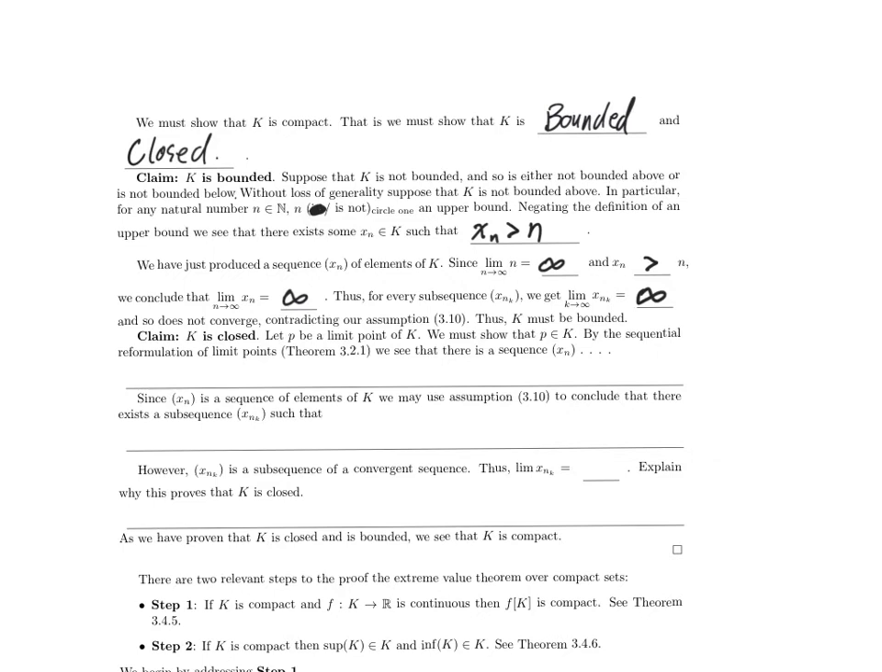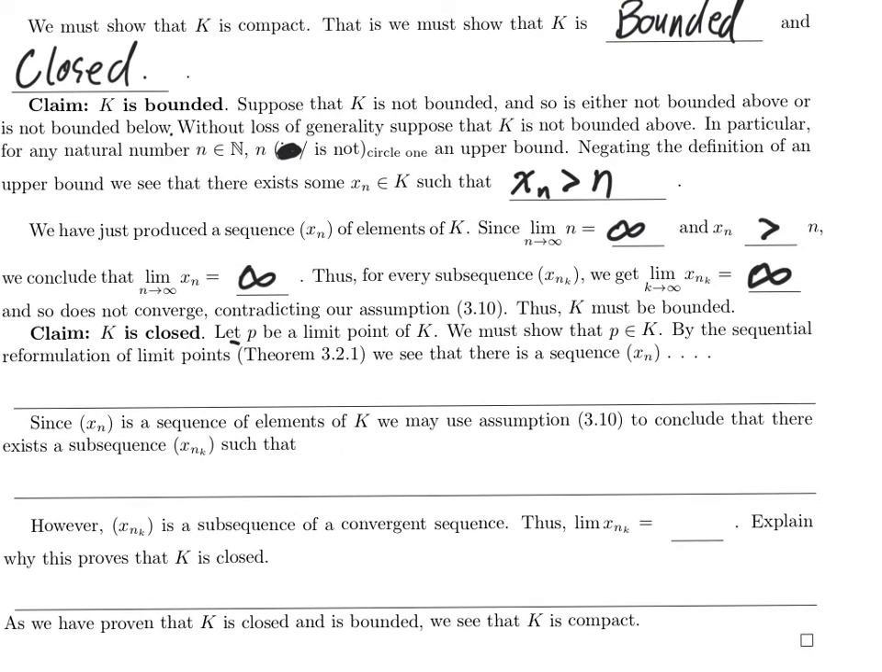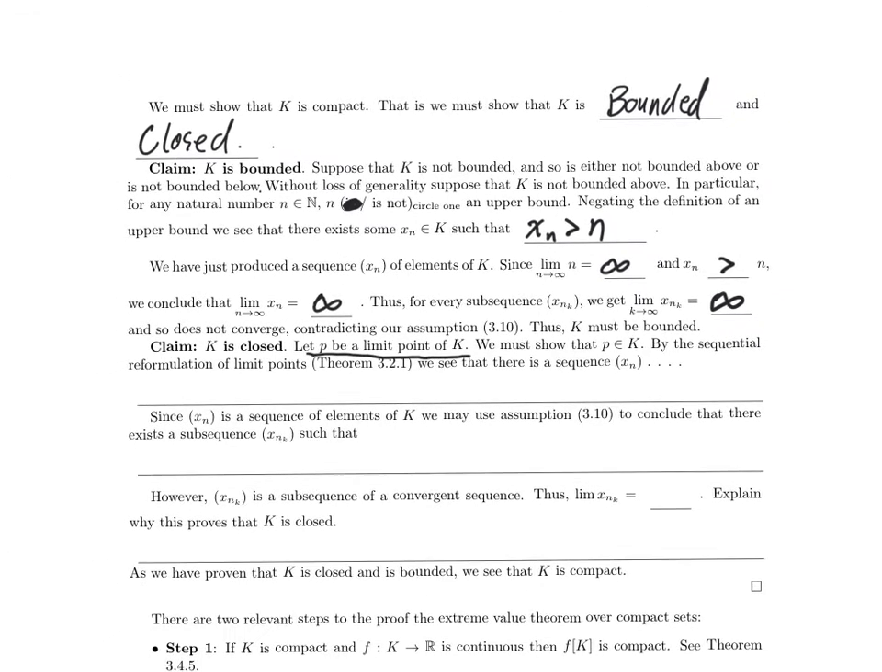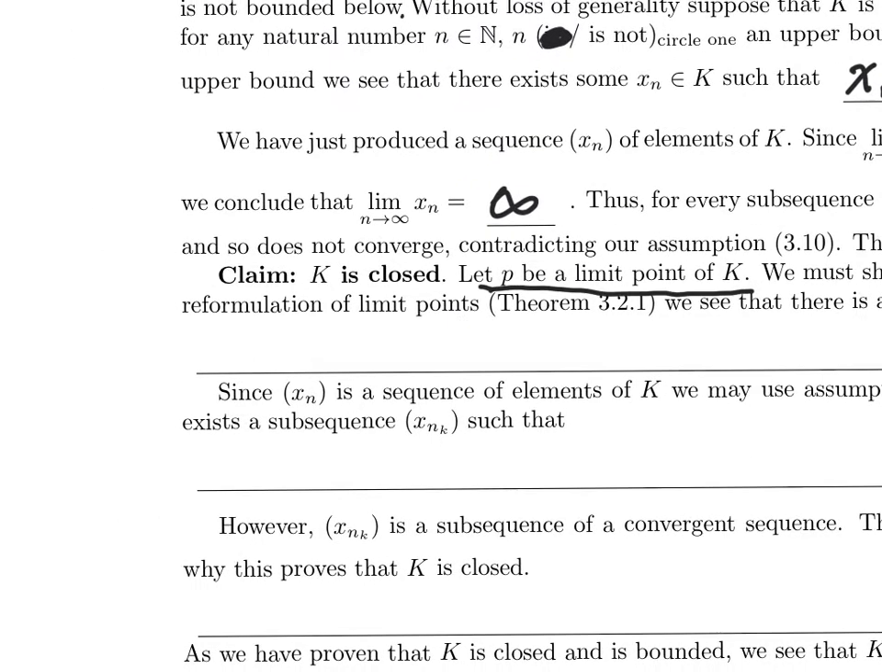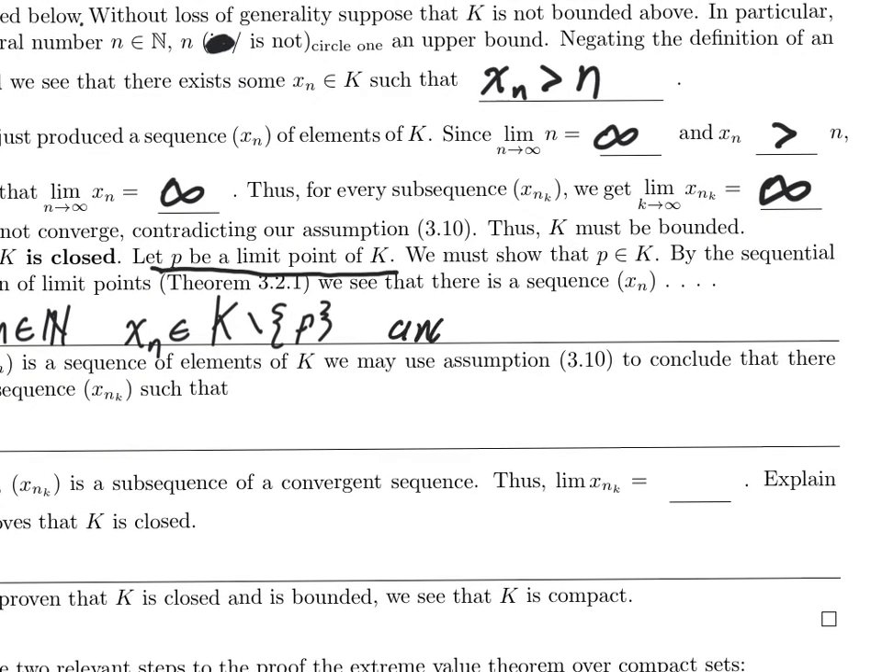Next, let's prove that K is closed. Let P be a limit point of K. I want to show that P itself is in K. Because P is a limit point, I can use the sequential reformulation of limit points to see that there exists a sequence x sub n such that for all n in the natural numbers, x sub n is in K but is different from P, and x sub n converges to P.